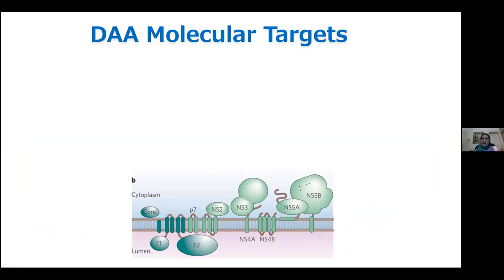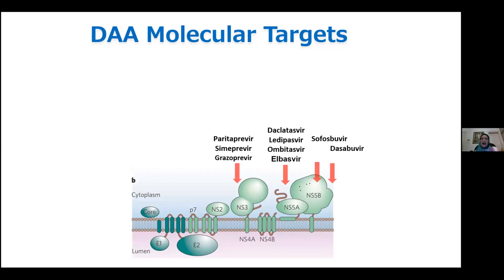Okay, so I'm not sure if all the participants are aware of the directly acting antivirals and their mode of action. So I'll just make it very simple. If this is the viral genome, which is formed of structural and non-structural units, the directly acting antivirals will be targeting one of those units, the NS3, the NS5A, and NS5B.